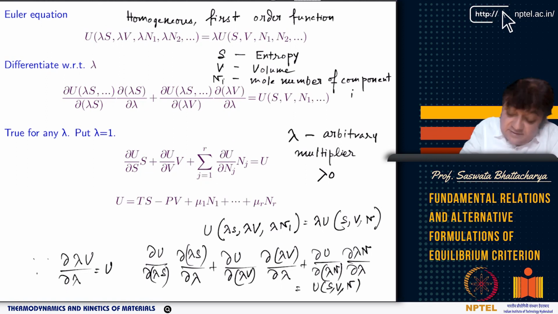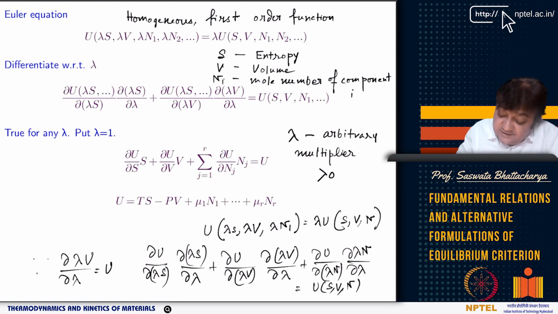So it's clear. If you look at this term, from here you get del U by del S times S, del U by del V times V, and then del U by del N_j times N_j, or del U by del N1. As I told you, this is for each N, where j starts from 1 to r, right?